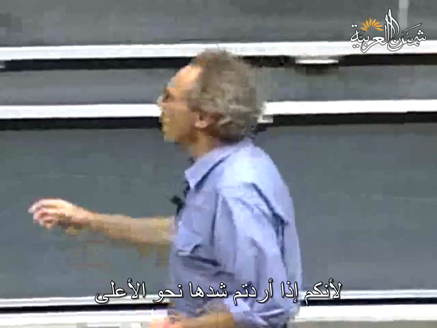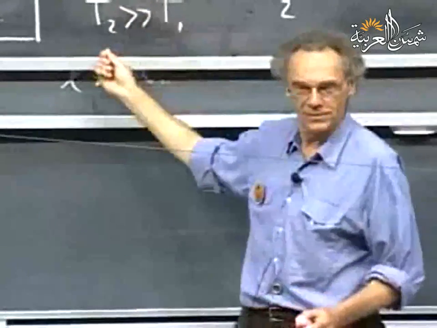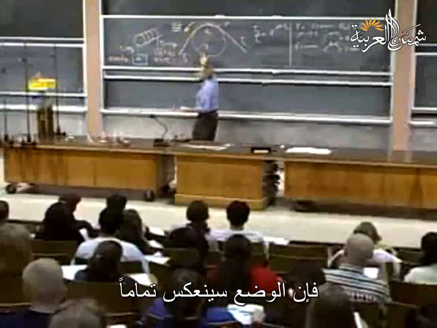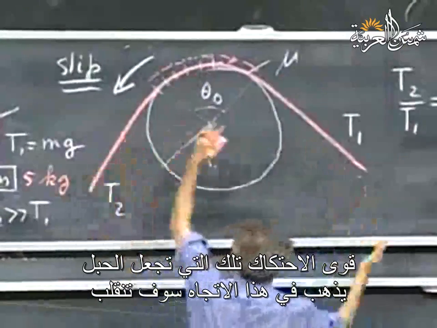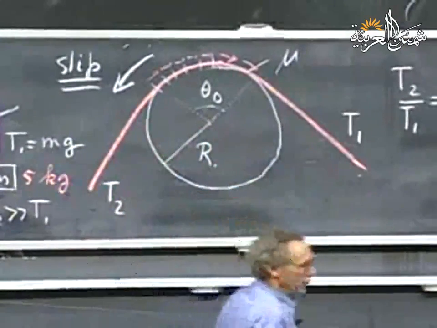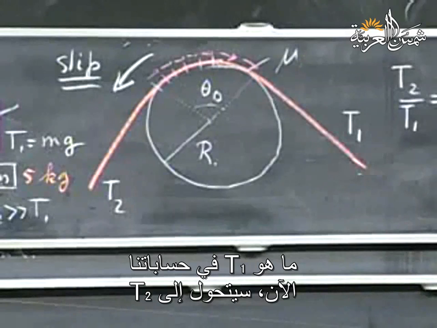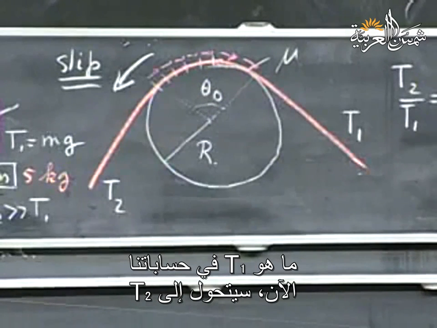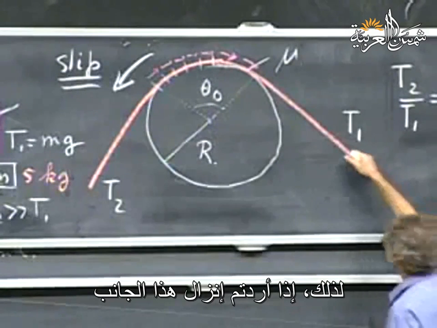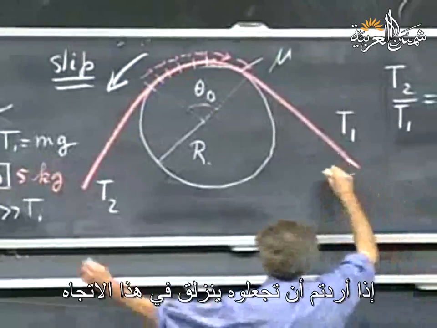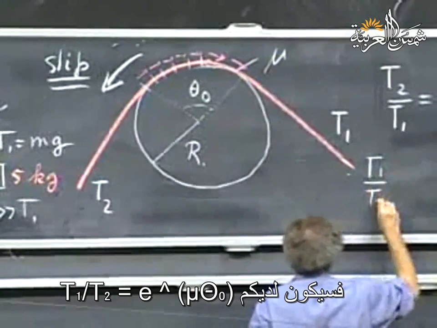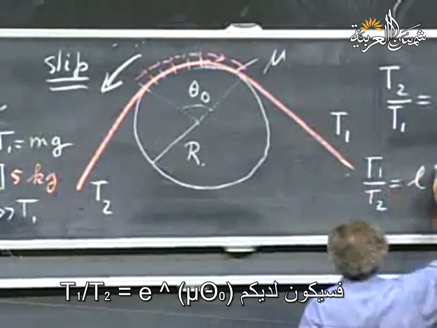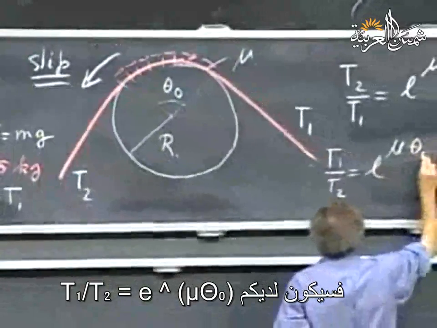There's no way that you could pull it up. Because if you want to pull this up, the situation completely reverses. Those frictional forces for this rope to go in this direction will flip over. In other words, what is now T1 in our calculations will become T2. So if you want this side to go down, if you want to have it flip in this direction, you're going to have that T1 divided by T2 is now e to the power mu theta.